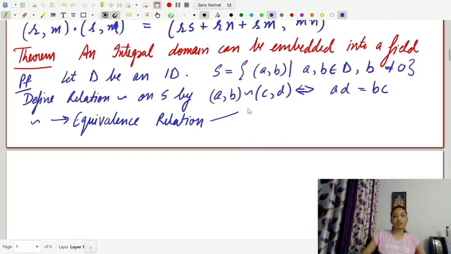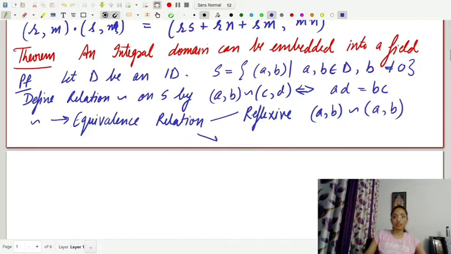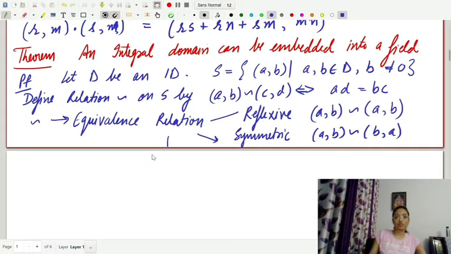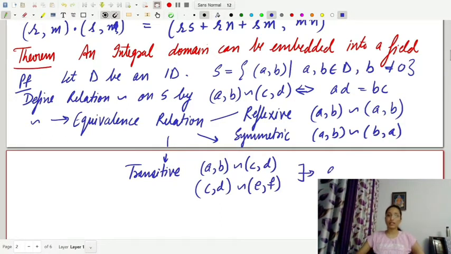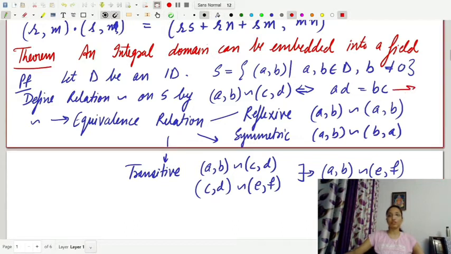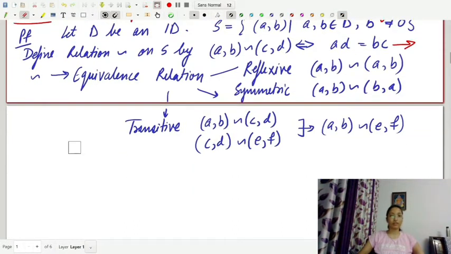For that we need to check that it is reflexive, that is (a, b) is related to (a, b) for all (a, b) belonging to S; symmetric, that is if (a, b) is related to (c, d) then (c, d) is related to (a, b); and the third property which we need to show is transitivity, that is if (a, b) is related to (c, d) and (c, d) is related to (e, f), it should imply that (a, b) is related to (e, f). It can be easily shown using the definition, therefore I'm leaving it up to you.